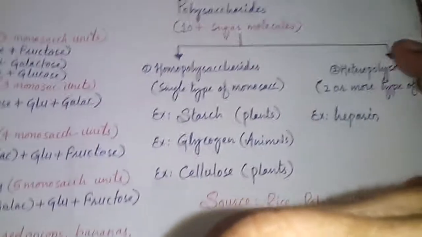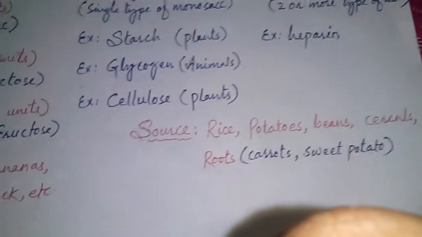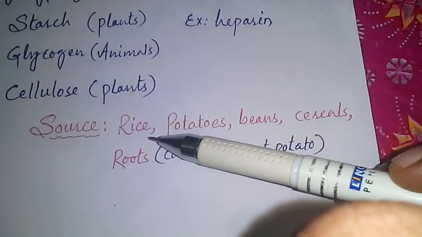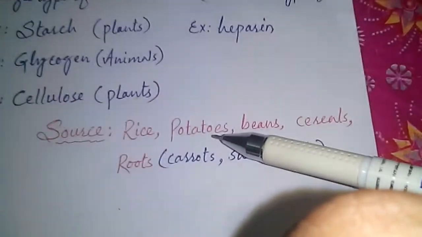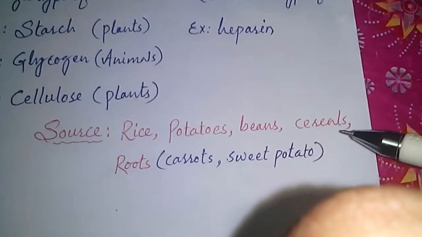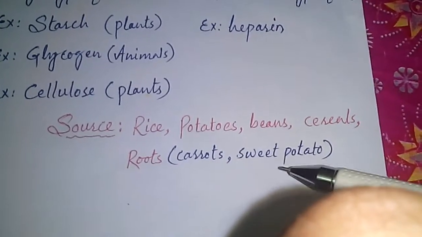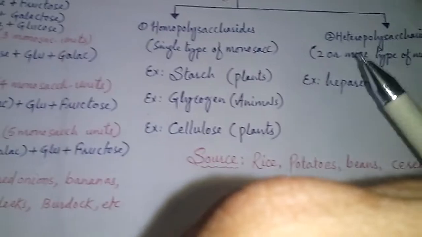And let's see the sources of these polysaccharides. The sources of polysaccharides are rice, potatoes, beans, cereals, and vegetables like carrots and sweet potatoes. So this is about carbohydrates with their detailed account.